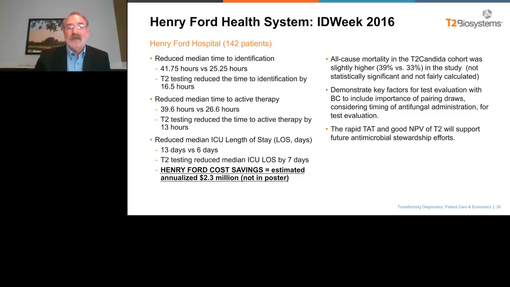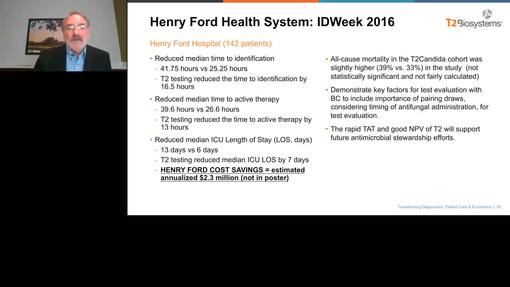So T2 testing reduced the time to identification by 16.5 hours. Reduced median time to active therapy. Historically, 39.6 hours to active therapy versus 26.6 hours. So T2 testing reduced time to active therapy by 13 hours. Certainly significant when you have a critically ill patient. And the median ICU length of stay in days was decreased by 7 days.